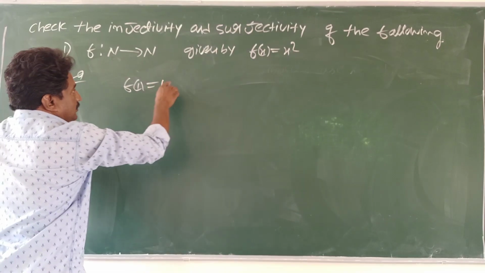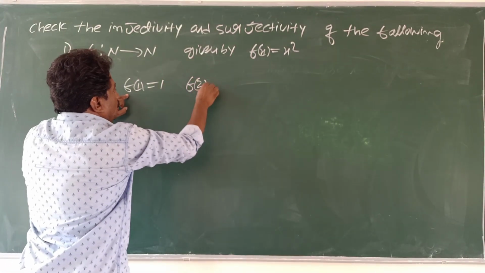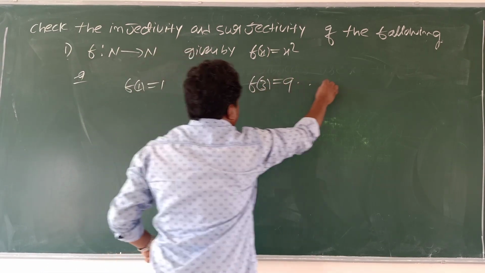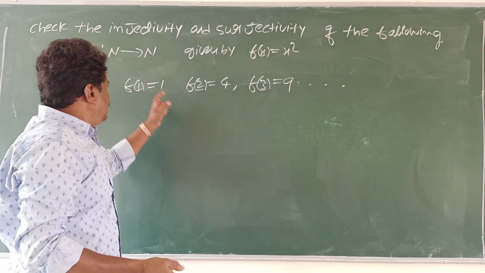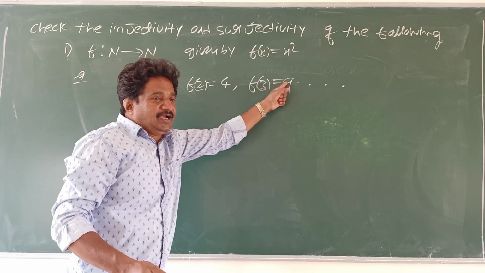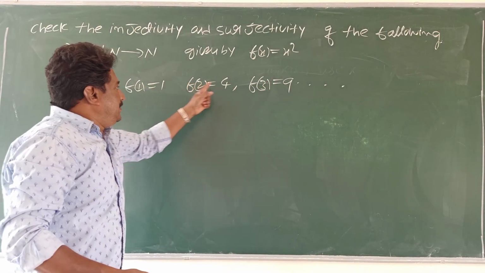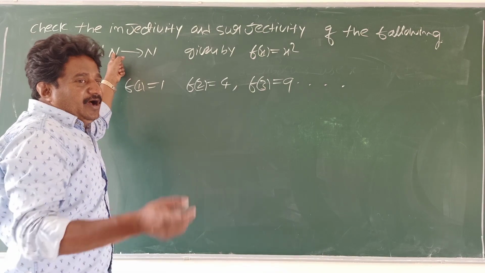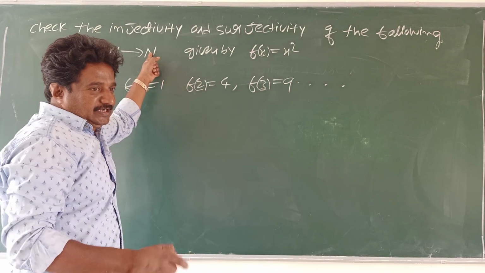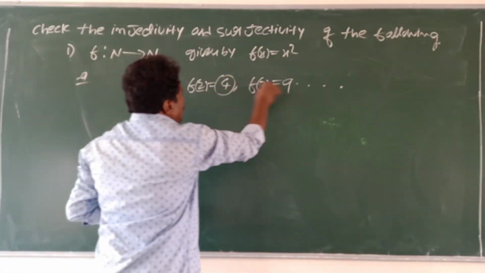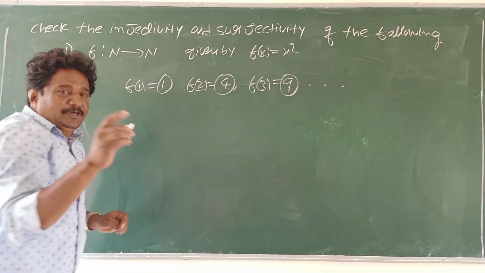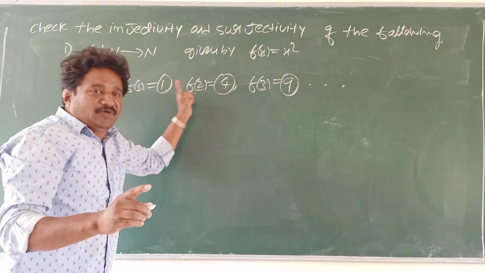Look at this, friends. f(1) is 1. Put x equals 2, f(2) is 2 square, 4. f(3) is 3 square, 9. You observe carefully, students. 1 is related to 1, 2 is related to 4, 3 is related to 9. Different elements of the first set are related to different images of the second set. These numbers are called what? Images.